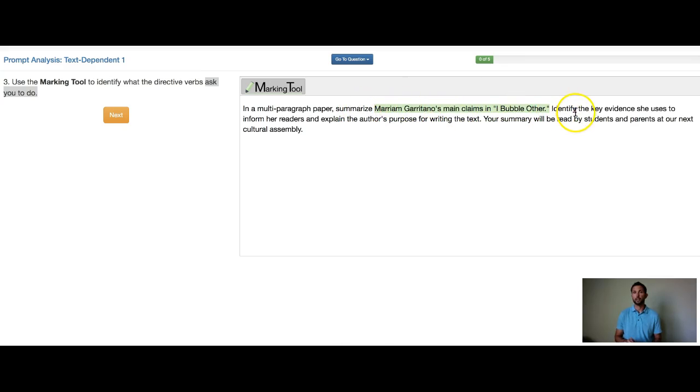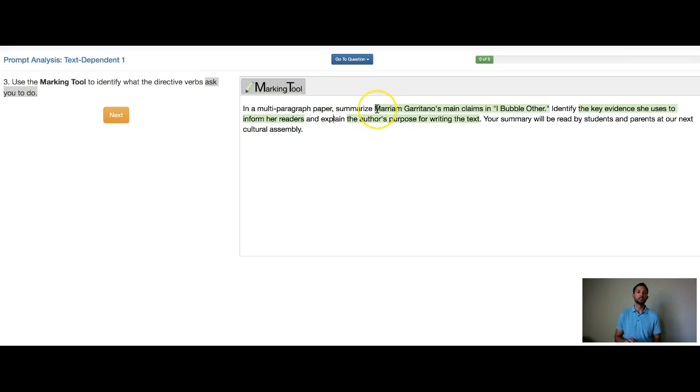Then it says identify, so I'm going to go ahead and mark identify the key evidence she uses to inform her readers. I'm going to cut it off right there because that is attached to identify. Then I'm going to start with explain and mark the author's purpose for writing the text. And this is going to go ahead and identify for me the three things I'm being asked to do. So yes, here are my directive verbs: summarize, identify, and explain.